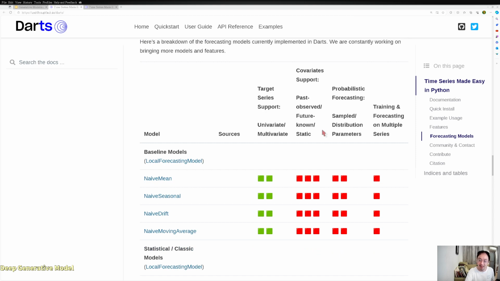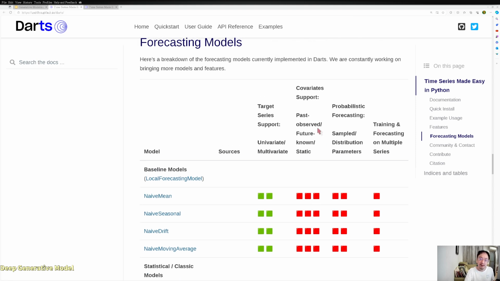There are also future known covariates. That may sound kind of weird if you are thinking, so why can we have something that happens in the future? The future known covariates usually happen in two situations. One situation is some factors that we can control.